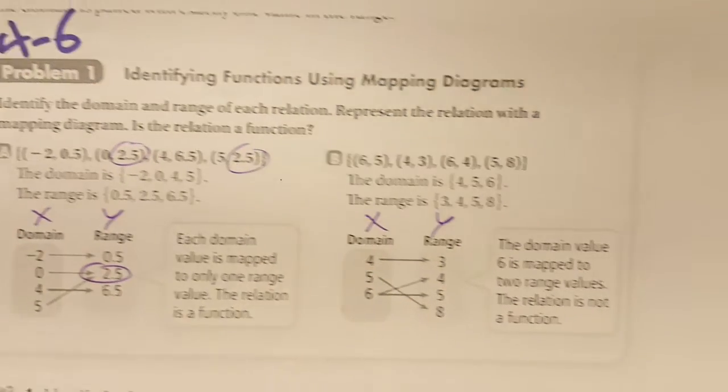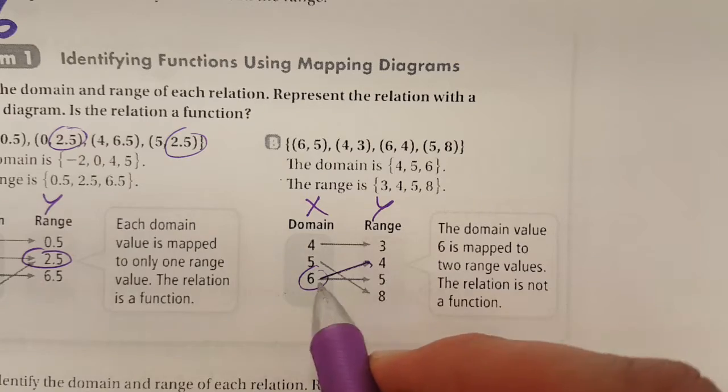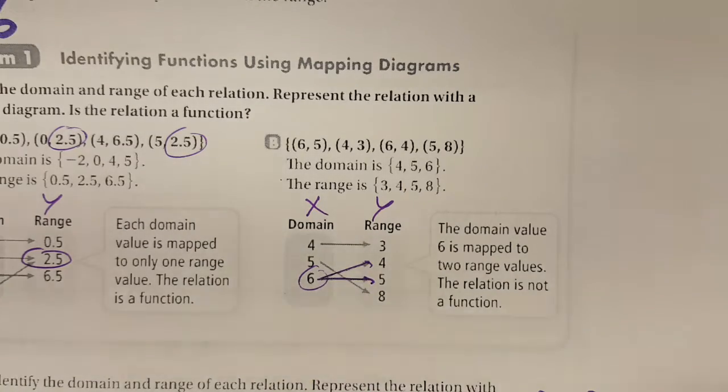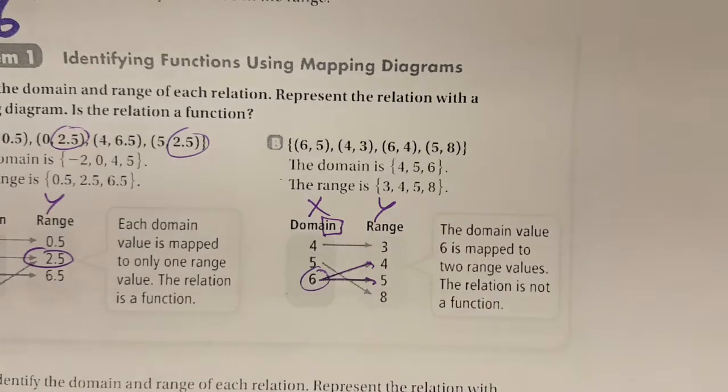What is not okay is over here. If you look at number 6, it maps onto two numbers. You can't have that happen. One number cannot produce two answers. Okay, you cannot put one number in, the 6, and then get two answers on the way out.